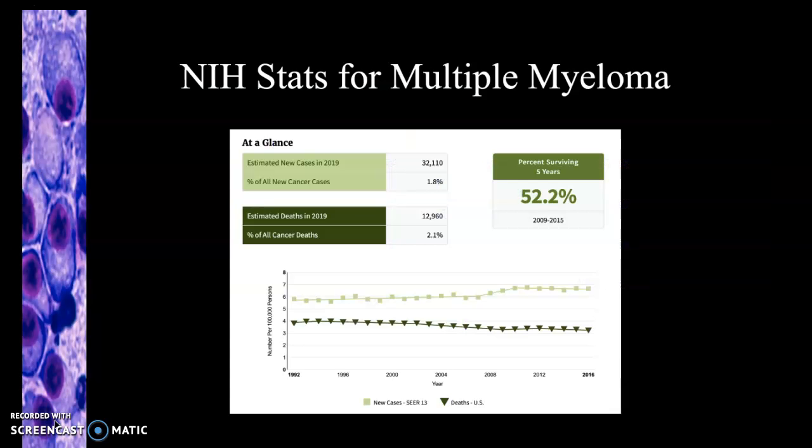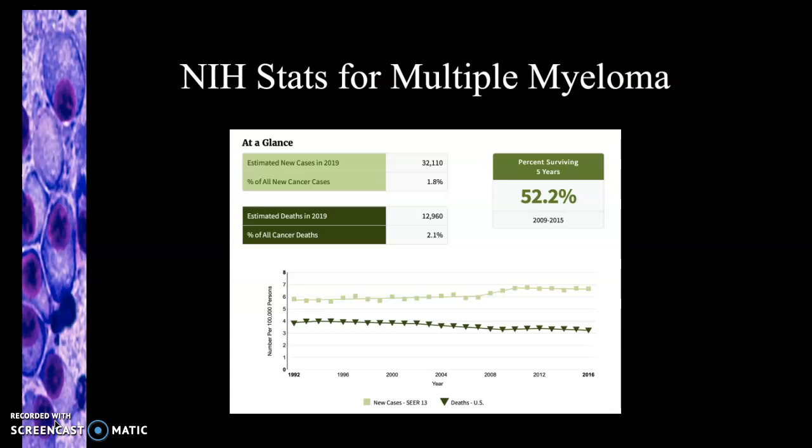Here are some statistics from the National Institutes of Health. The NIH says that 52.2% of patients who get multiple myeloma have a 5-year survival rate. And this is important because multiple myeloma, for those who do survive, is not curable. This is a lifelong cancer, so even those who live past that 5-year mark need constant treatment.